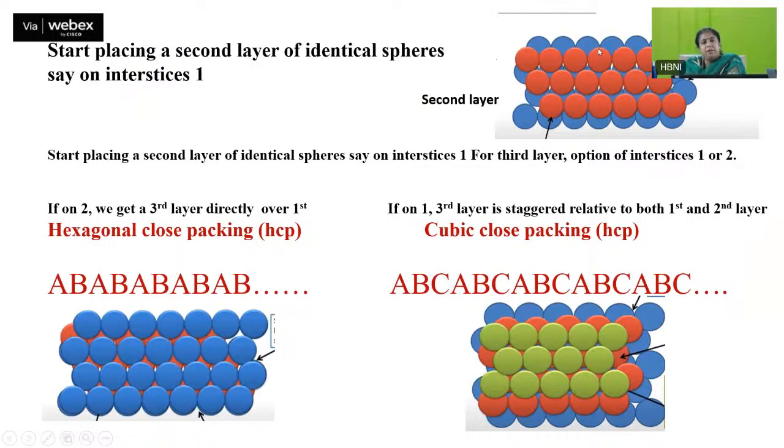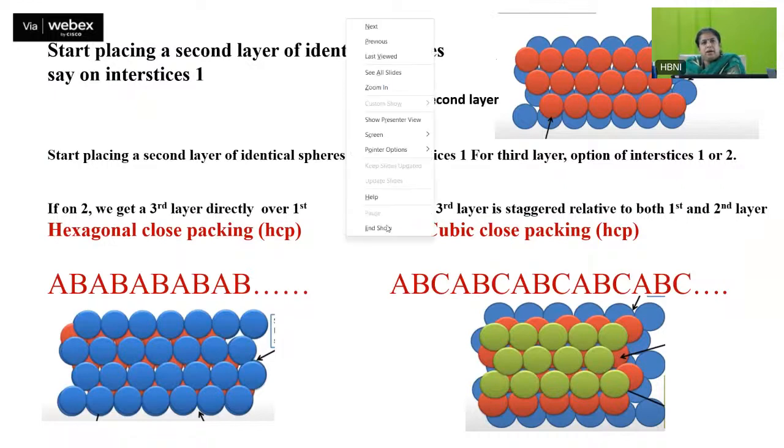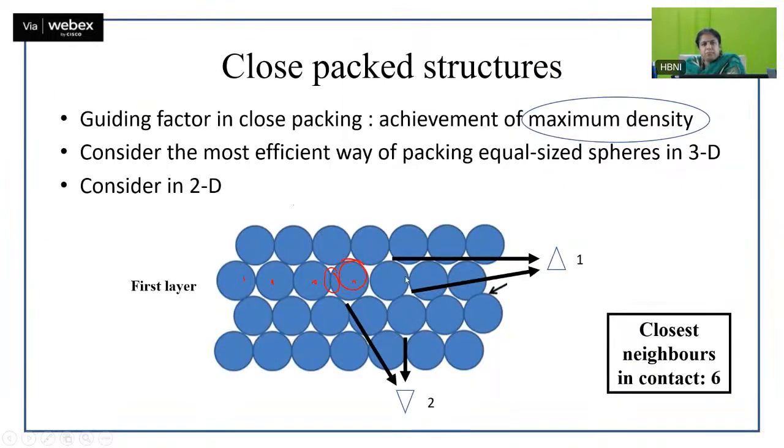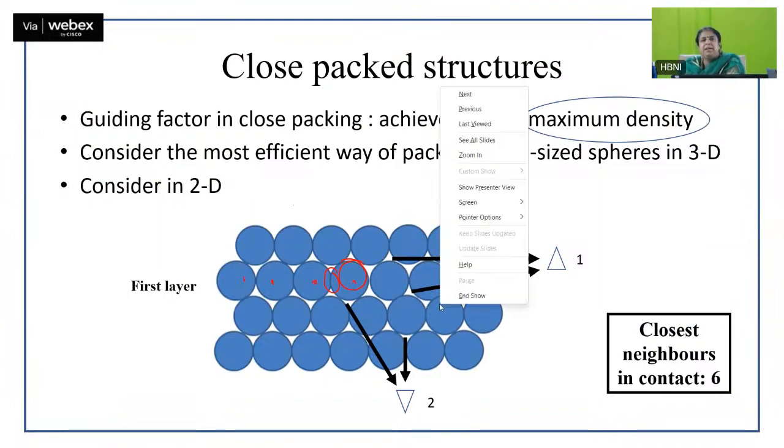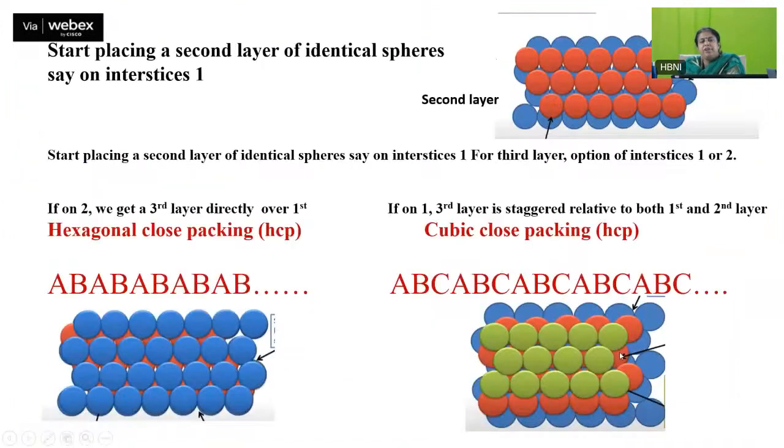I'll just show you this. Suppose I place my second layer on the interstices pointing upward, but the third layer I place on the interstices pointing downward. Then my three layers are all differently placed with respect to each other and I get ABC, ABC, which is called cubic close packing. There's nothing much to discuss.